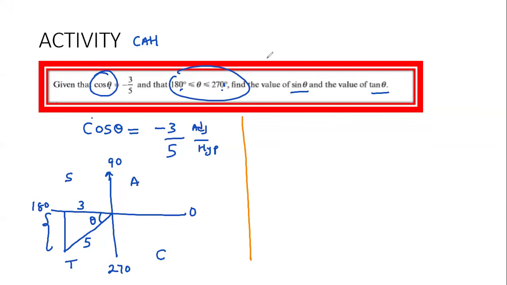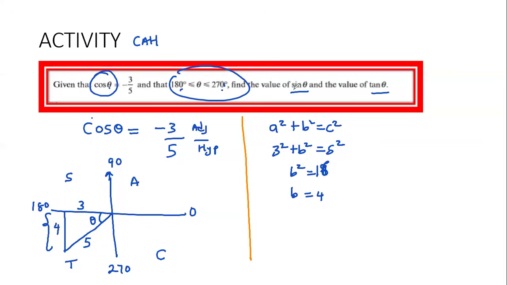People are getting 4. Good. So a squared plus b squared is equal to c squared. So this is 3 squared plus b squared, which is equal to 5 squared. So b squared is equal to 25 minus 9, which is 16. And therefore b will equal 4. So that means here we are going to have 4.